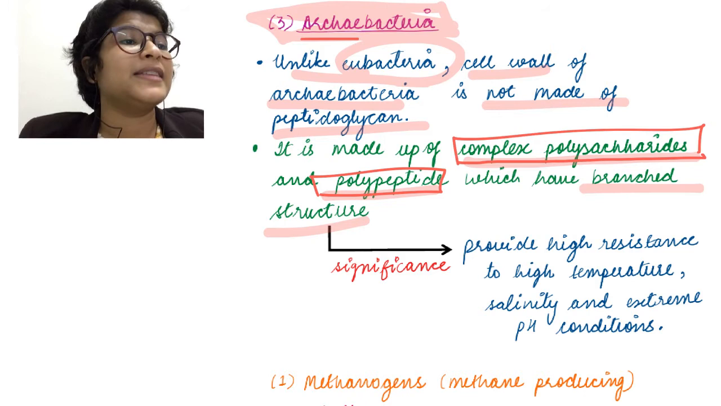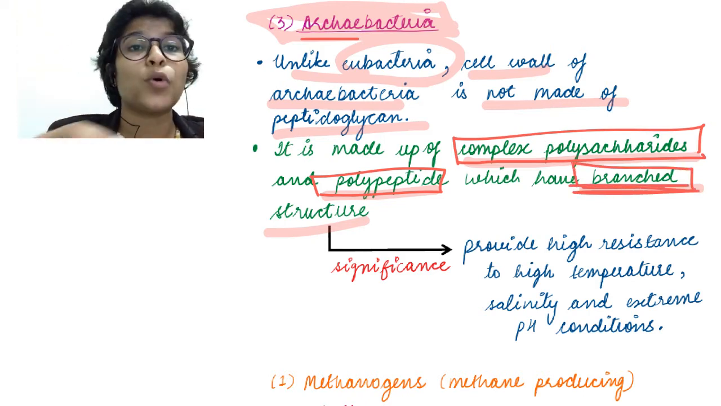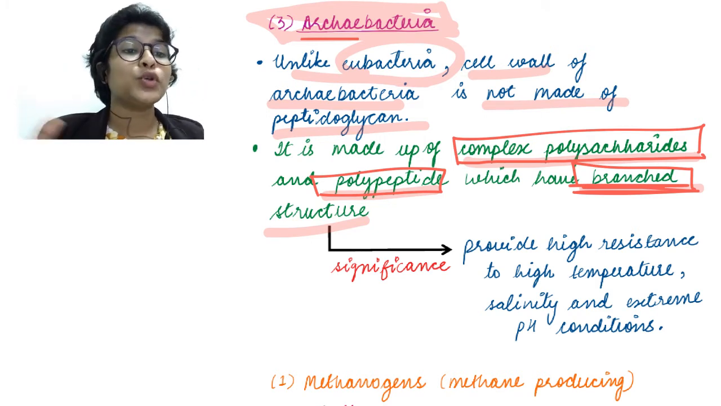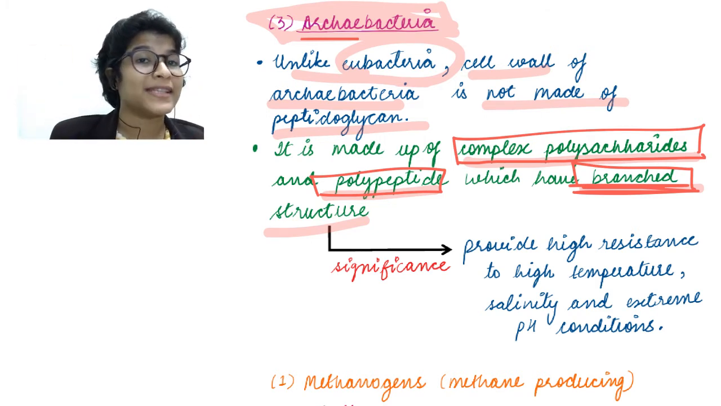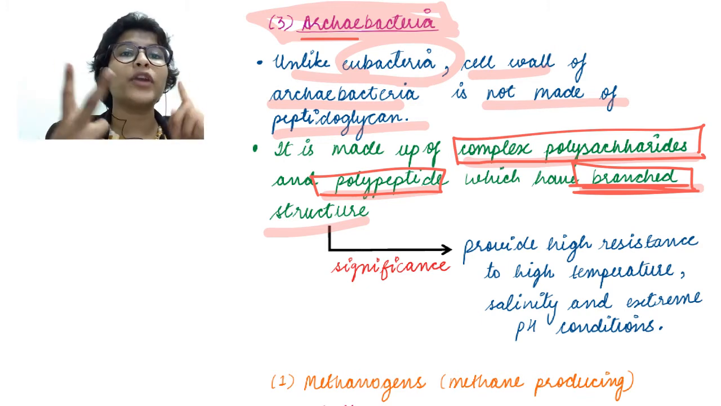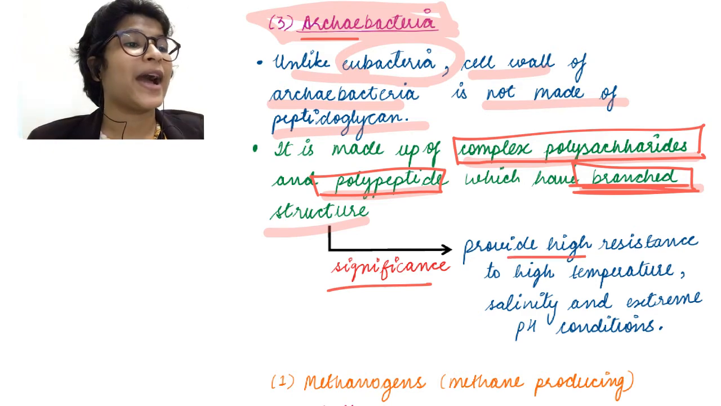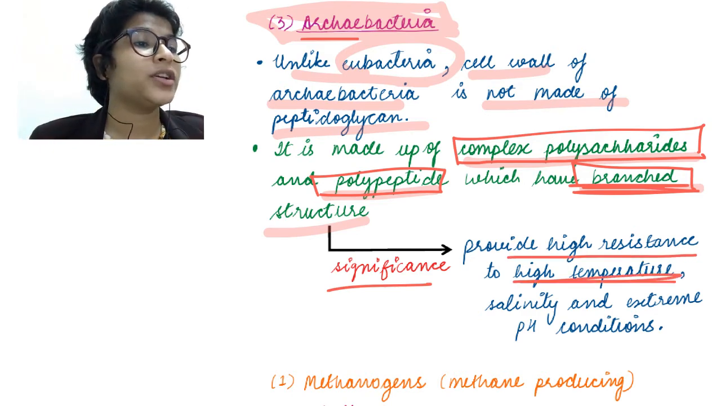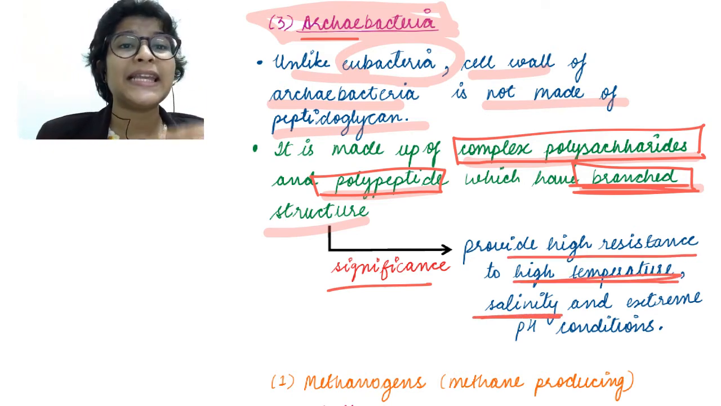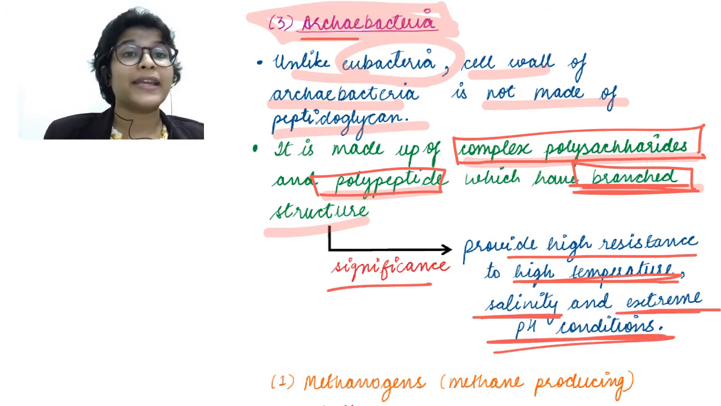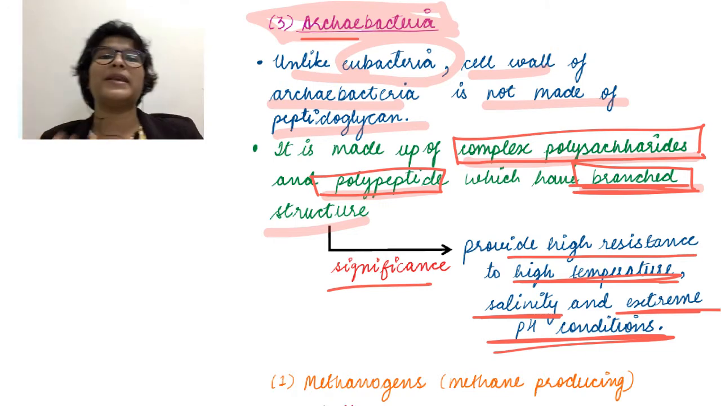ठीक है, and these have a branch structure, and this branch structure is also contributory to the immense strength of the cell wall. So ये एकदम strong cell wall की वजह से वो heat झेल सकते हैं और वो chemicals झेल सकते हैं. ठीक है. Significance is they provide high resistance to high temperature, salinity, that is increased salt content, and extreme pH conditions, that is a lot of acidic or basic environment.